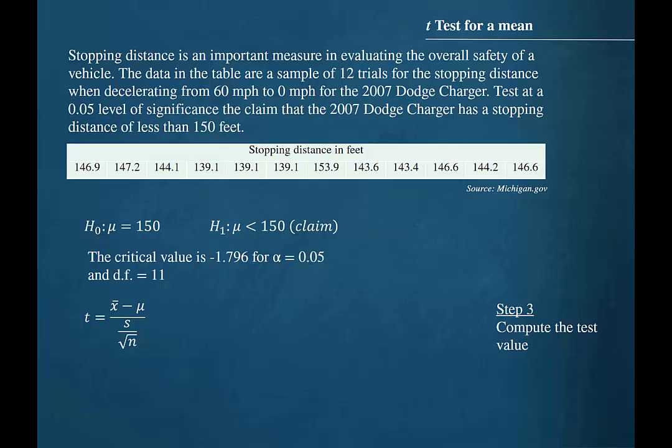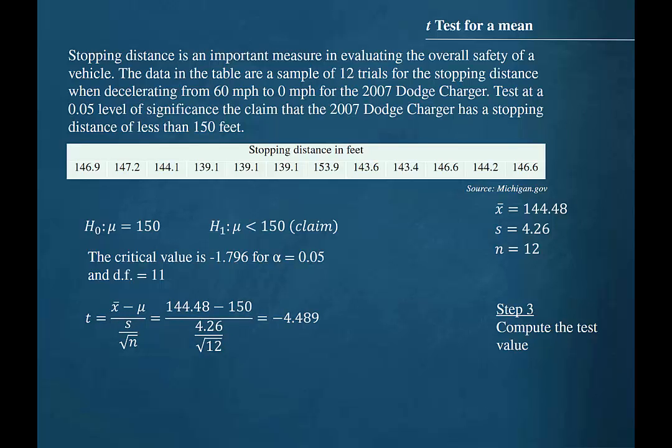Step 3 is to compute the test value. We will use the formula x bar minus mu divided by the sample standard deviation divided by the square root of the sample size. Using the data, we will calculate the sample mean, the sample standard deviation, and the sample size. Substituting these values into the formula results in a t-test value of negative 4.489.